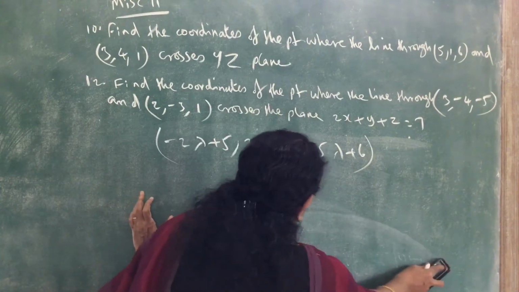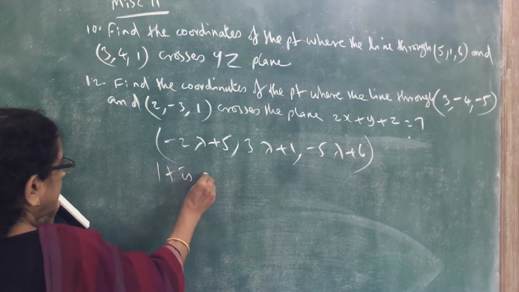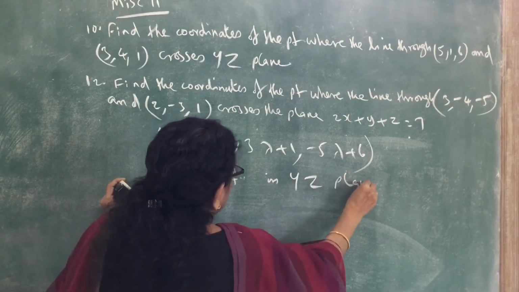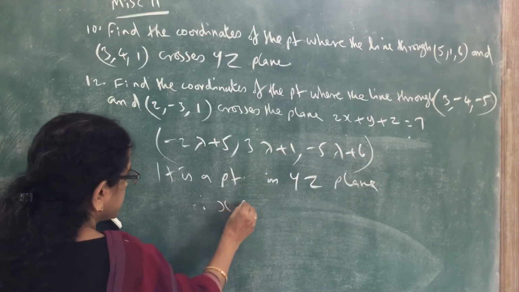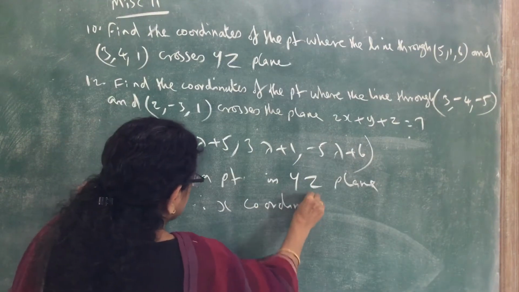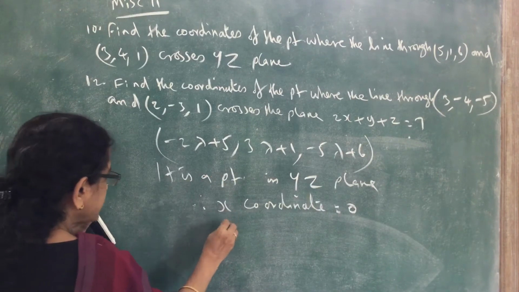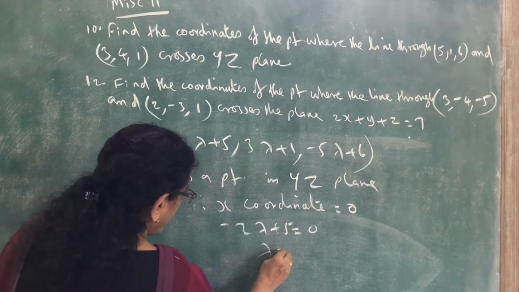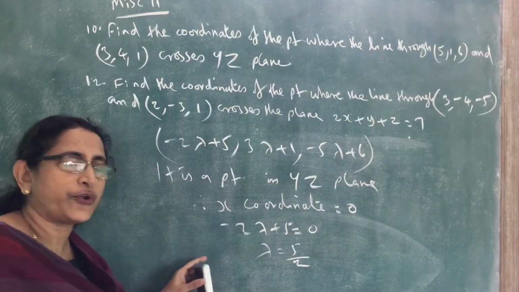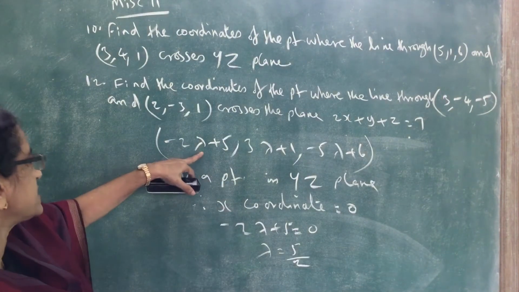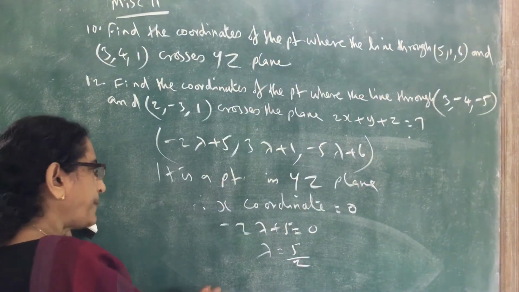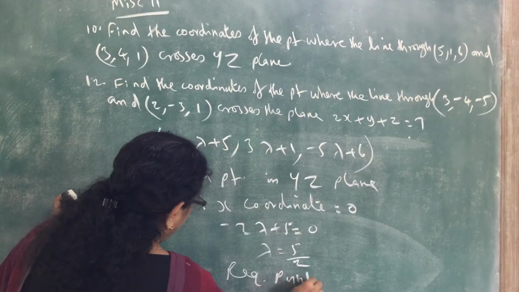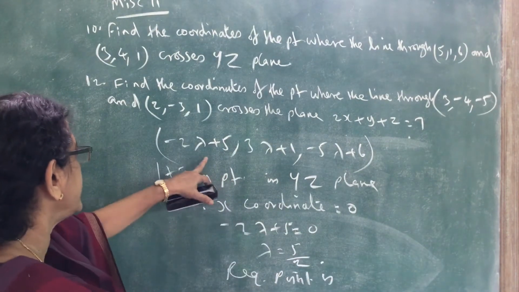So we can equate the x coordinate. It is a point in the YZ plane. Therefore, the x coordinate is 0. Therefore, minus 2 lambda plus 5 equal to 0. Therefore, lambda equal to 5 by 2. So now we can substitute in this and we get the required point. Therefore the required point is, substitute this lambda in the coordinates.